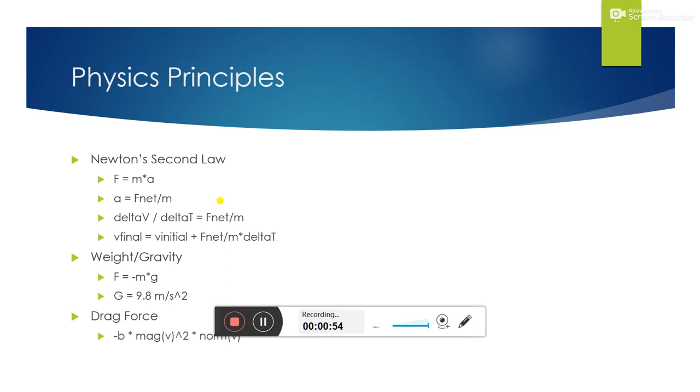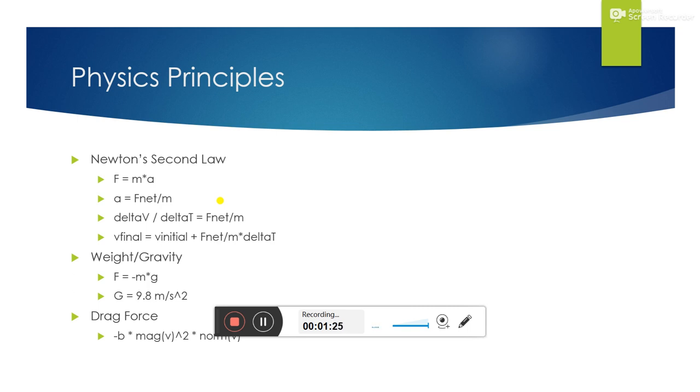There were several physics principles used in this experiment. First was Newton's second law. We know that force is equal to mass times acceleration, and we were able to rewrite this to say that acceleration is equal to the net force over mass. I also used the idea that delta v over delta t is equal to F net over mass. And in order to compute things like the final velocity, I used that the final velocity is equal to the initial velocity plus F net over m times delta t.